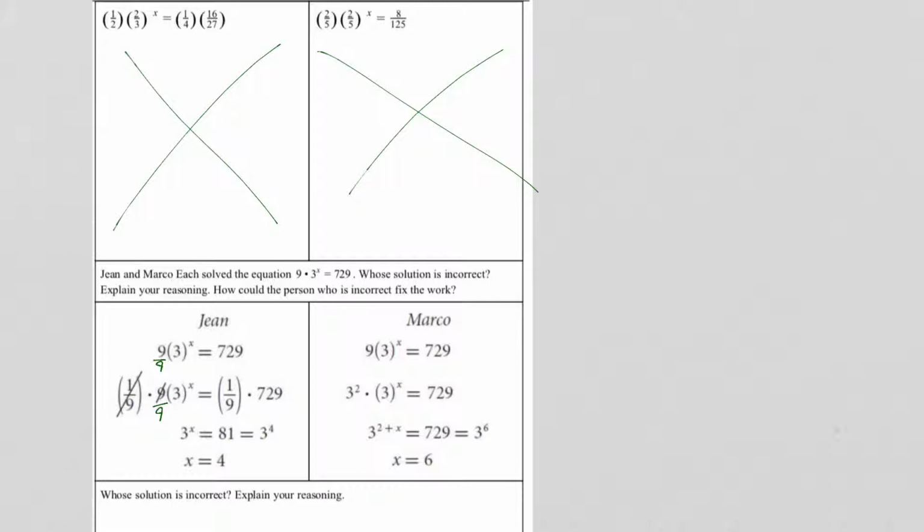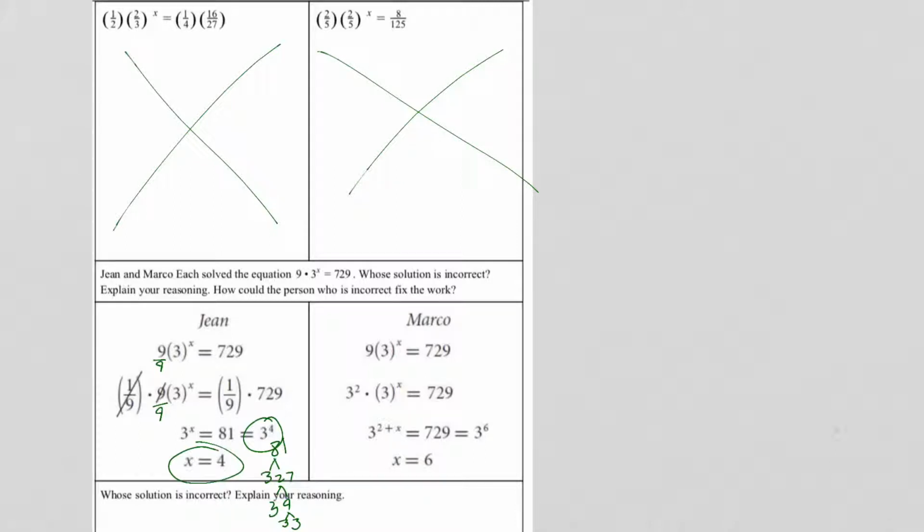Is 729 divided by 9 81? It is. And what are the prime factors of 81? 3 and 27, which is 3 and 9, which is 3 and 3. So 81 is definitely 3 to the 4th. So x is 4. This is absolutely correct.